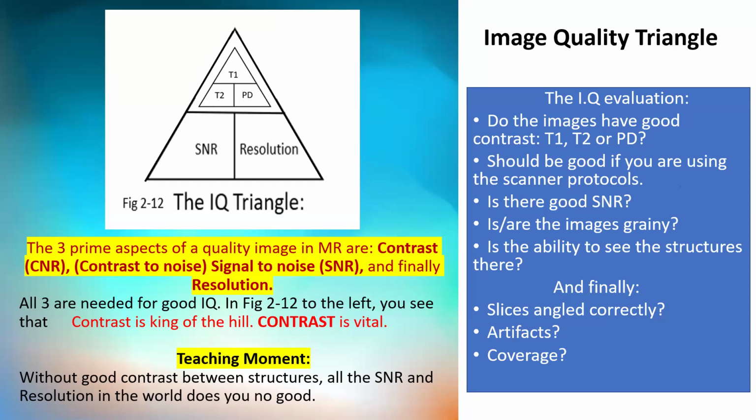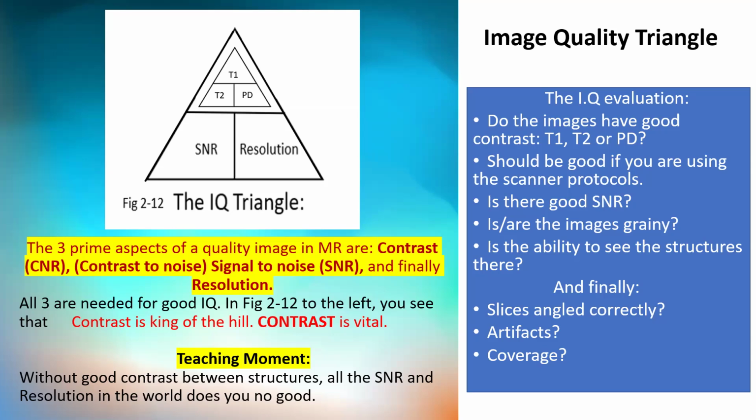Do I have sufficient signal to noise? And I'll go over signal to noise. The first indication that you've got not good signal to noise is that the images are grainy. They look salt and peppery. That means you don't have a goodly amount of signal.